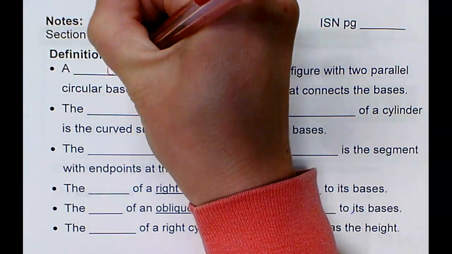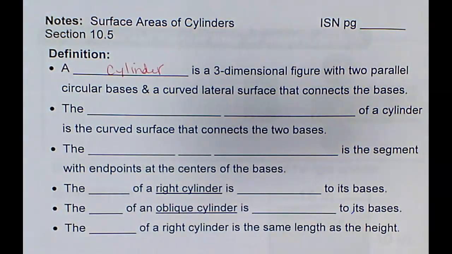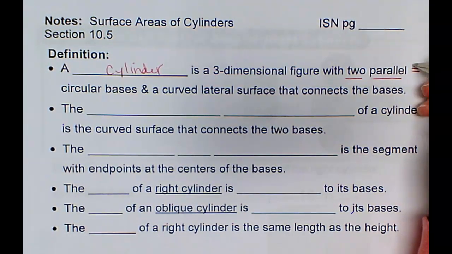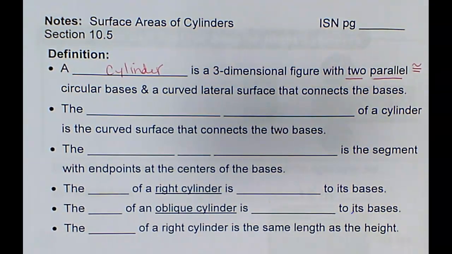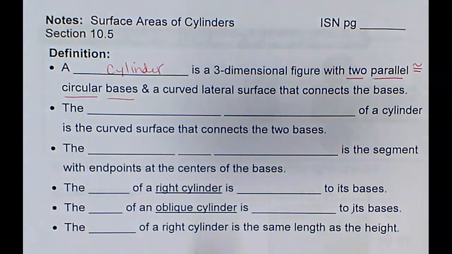A cylinder is a three-dimensional figure with two parallel congruent, that's not written in there, so you need to write that in there, two parallel congruent circular bases and a curved lateral surface that connects the bases.